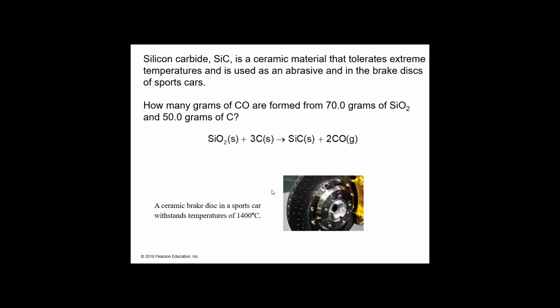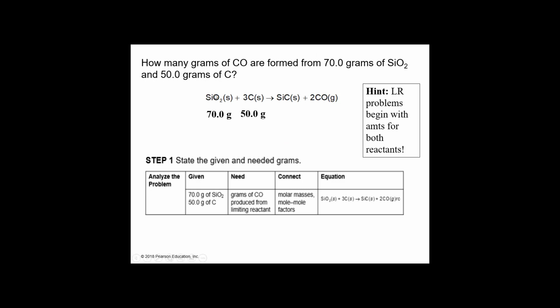So let's do a problem. This problem is asking how many grams of CO are formed from 70 grams of SiO2 and 50 grams of C. So we have our reaction there. We're going to plug this in. What I do is I write a balanced reaction out and I write the amounts out underneath so I can see what I'm working with.